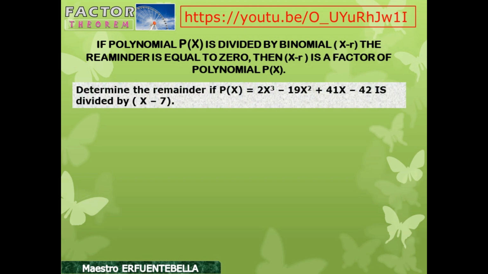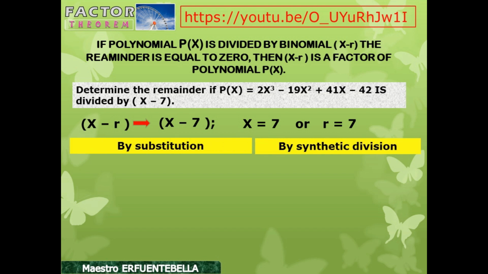Determine the remainder if p of x is equal to 2x cubed minus 19x squared plus 41x minus 42 is divided by x minus 7. So our divisor now is x minus 7. So that is our x minus r. And the value now of x is equal to 7, or the value of r is equal to 7. So we have two ways of finding the remainder.